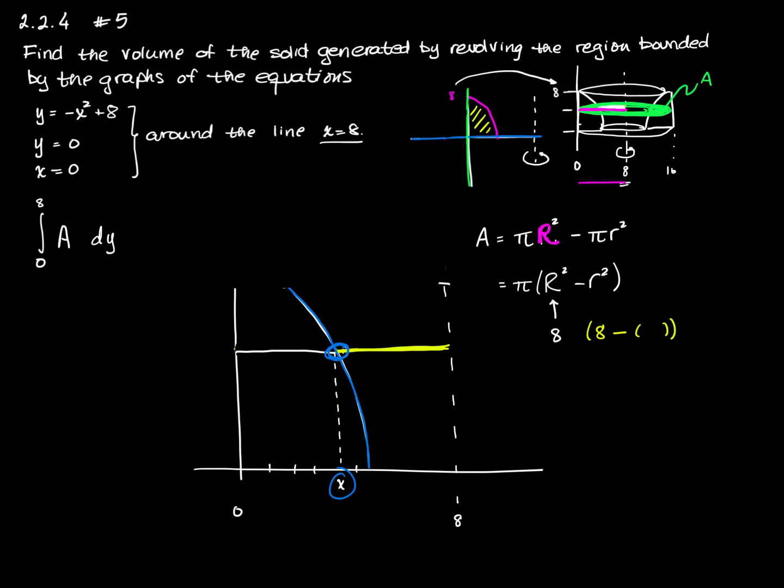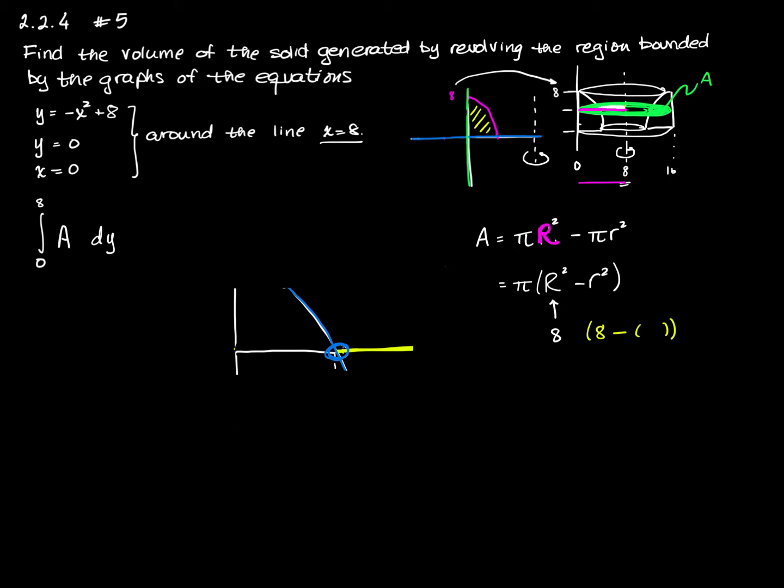Erase all of this drawing here, and recognize that what I'm looking for now is a way to write the equation y equals negative x squared plus 8 as an x equals expression. So that's just an algebra problem, maybe a Math 99 problem, where you're solving for x. We're going to subtract 8 from both sides.